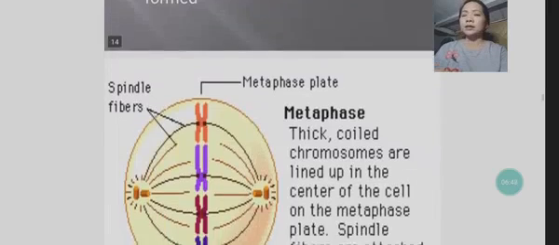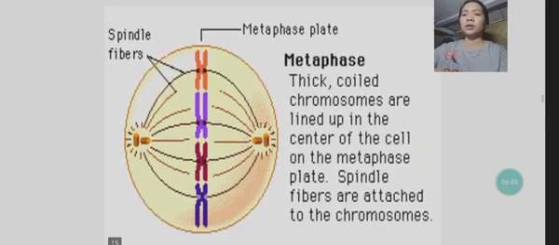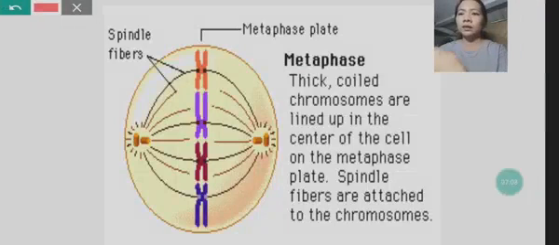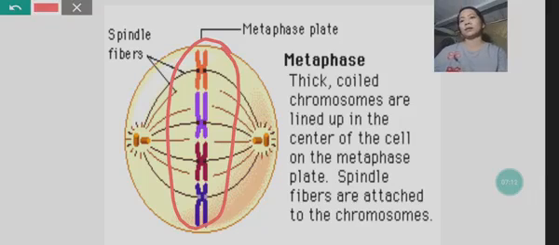Next is, okay, here you will see that in the metaphase, thick coiled chromosomes are lined up in the center of the cell in the metaphase plate. Spindle fibers are attached to the chromosomes. They are aligned in the equator line. Okay, the chromosomes are aligned in the equator line.